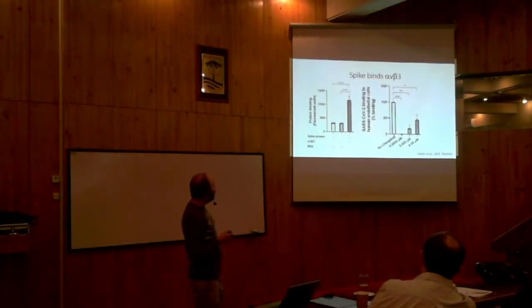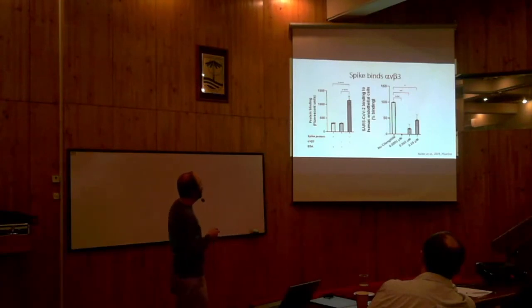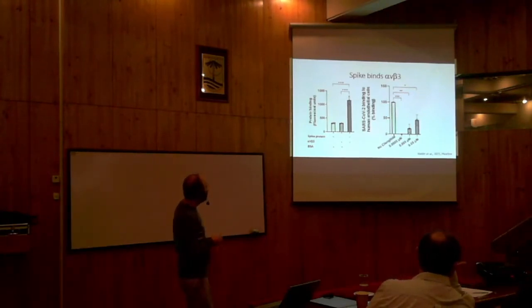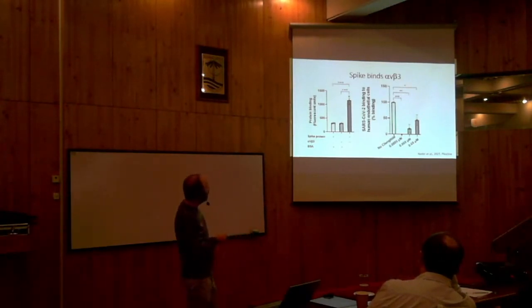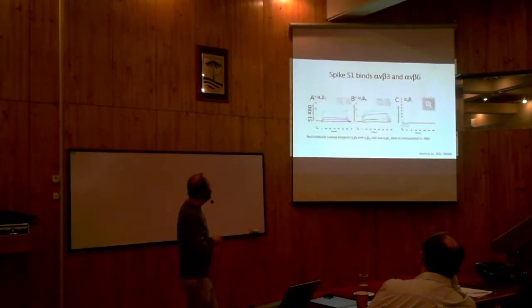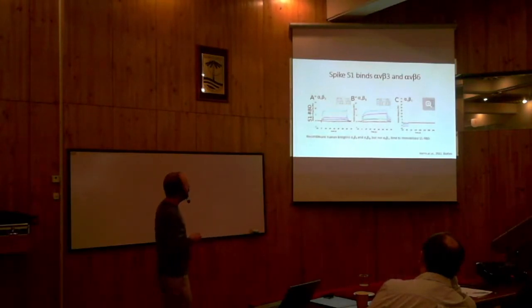Then there are also other researchers that came up, this one in 21, showing spike can bind alpha V beta 3. They also used the same inhibitor, but remember, this inhibitor can bind three of the eight. And with concentration dependence, it shows a reduction of the binding capacity. Another group also showed alpha V beta 3 as well as alpha V beta 6 can be bound by the spike protein.